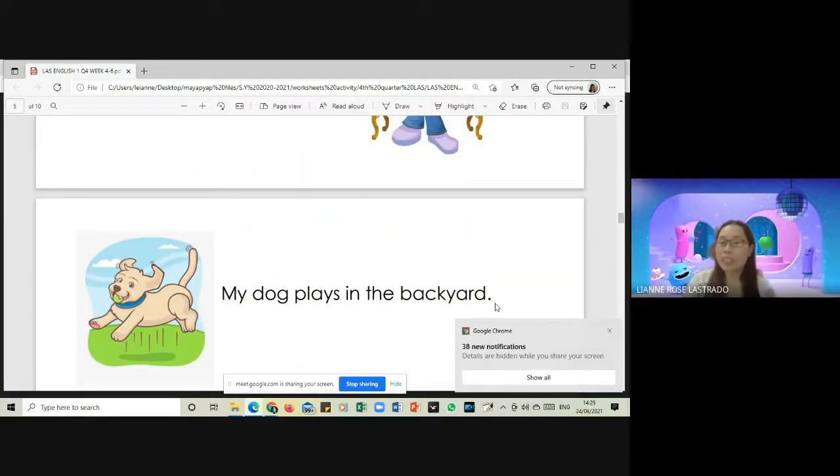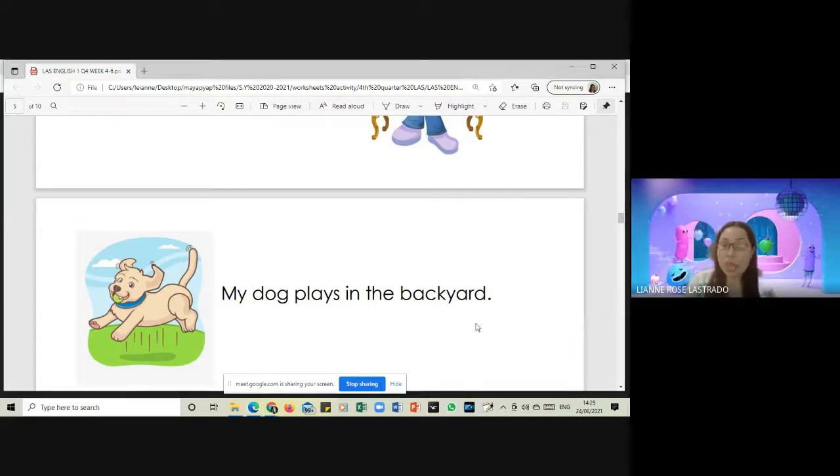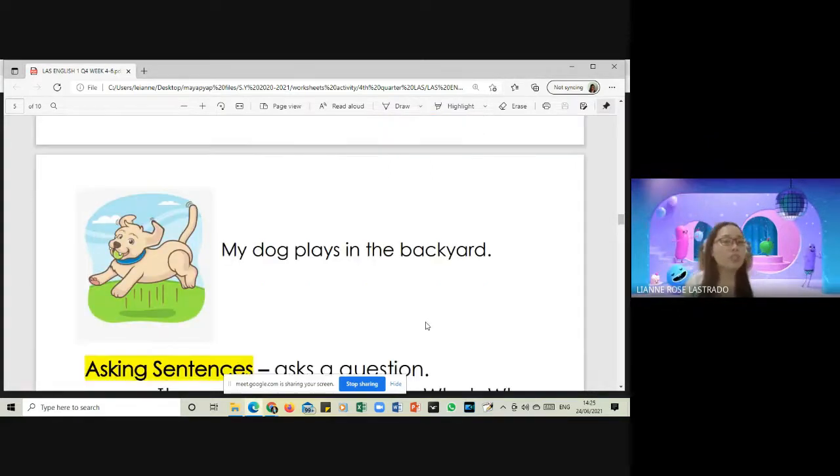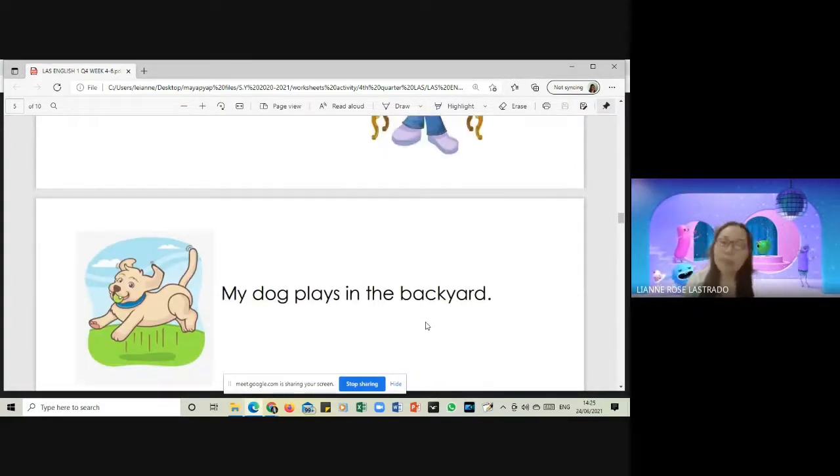My dog plays in the backyard. So I am telling that my dog is playing in the backyard. Okay? Or my cat is naughty. My cat's name is Hachi. Alright, so that is an example of a telling sentence. Or you can say, my friend is eating pizza. So you are telling already. Okay, so that's what we call telling sentences.